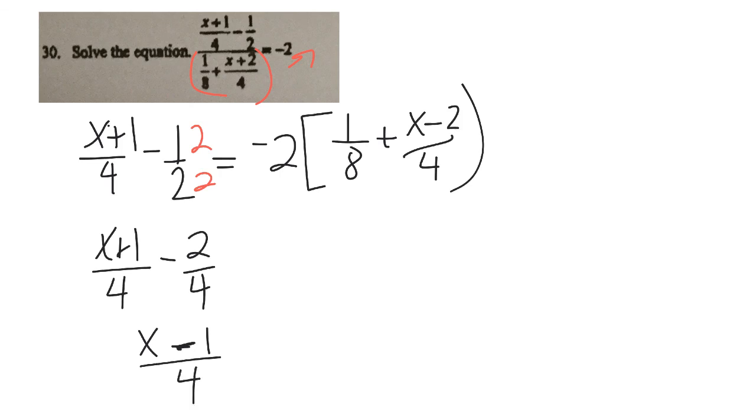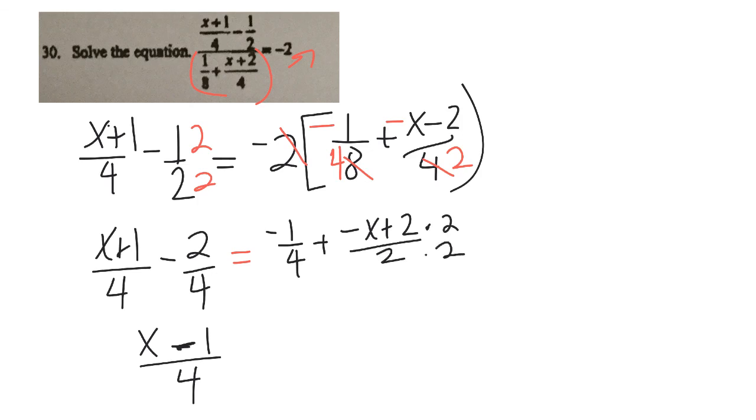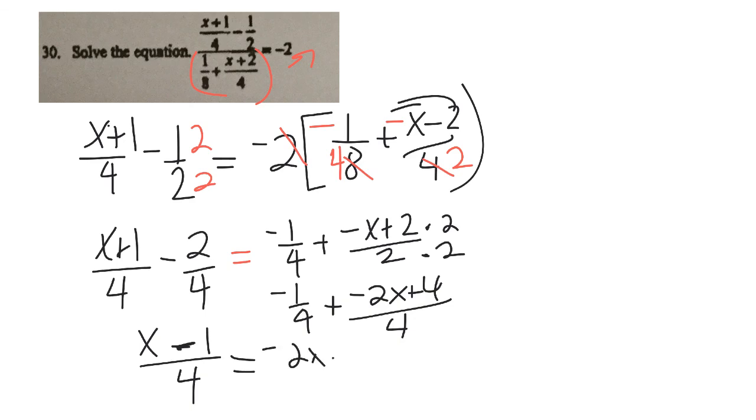And then on this side, I can divide the 2 into the 8, makes that a 4, and makes this a 2. And both of them are going to become negative because I'm multiplying through by a negative. So on this side, I get negative 1/4 plus negative x plus 2 over 2. I'll multiply this by 2, right? That negative had to distribute to make the denominator a 4. So negative 1/4 plus negative 2x plus 4 over 4. And so this x minus 1 over 4 equals negative 2x plus 3 over 4.